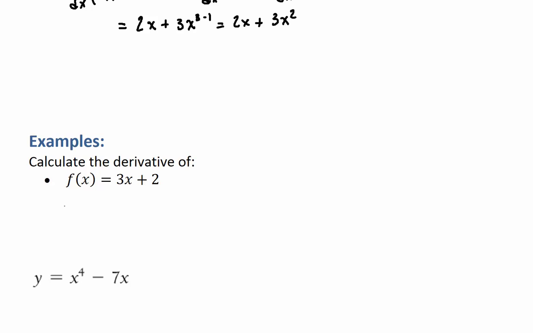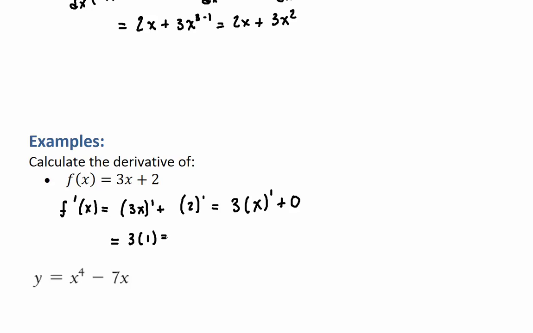So for example here, if you have f of x equals 3x plus 2, the derivative of this is going to be the derivative of 3x plus the derivative of 2. Okay, derivative of 3x, pull out the 3, derivative of x only, we did it before, it's 1, and derivative of a constant is 0, so plus 0, and I get 3 times 1, which is equal to 3. Okay, so the derivative of this function is just 3.